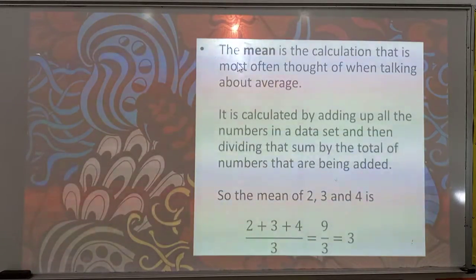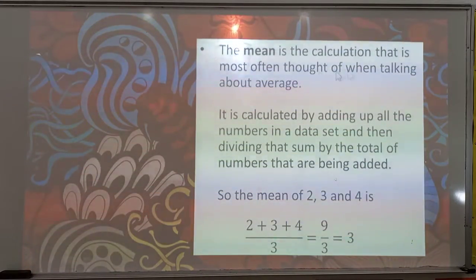First of all, the mean. The mean is a calculation that is most often thought of when talking about average. When average is used in everyday discussion, what they are talking about is the mean. Now, how is the mean calculated? It is calculated by adding up all the numbers in a data set, and then dividing that sum by the total number of numbers that were being added.